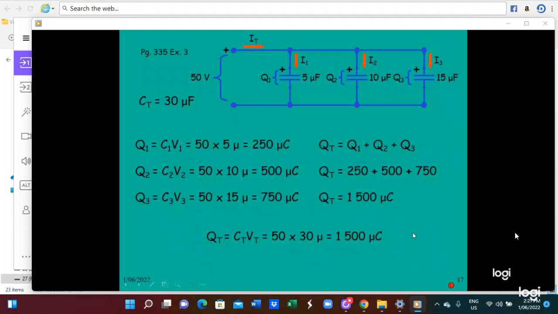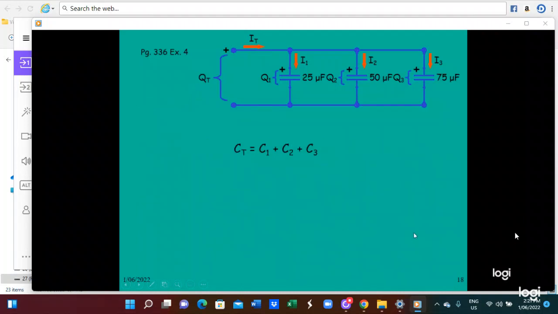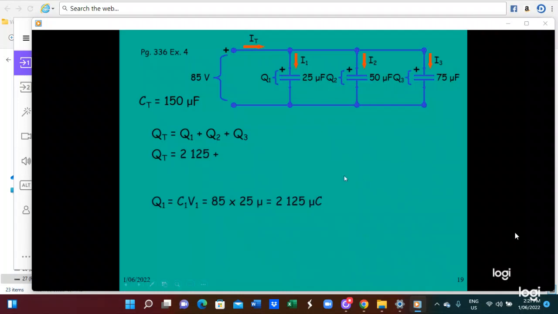Then also here, capacitors 25, 50, 75 are connected in parallel. CT equals C1 plus C2 plus C3. So you substitute the values of C1, C2, C3. 25 plus 50 plus 75, you get 150 microfarad. QT equals Q1 plus Q2 plus Q3. Here the values 25, 50 and 75 you add, so Q1, Q2, Q3, you add everything.